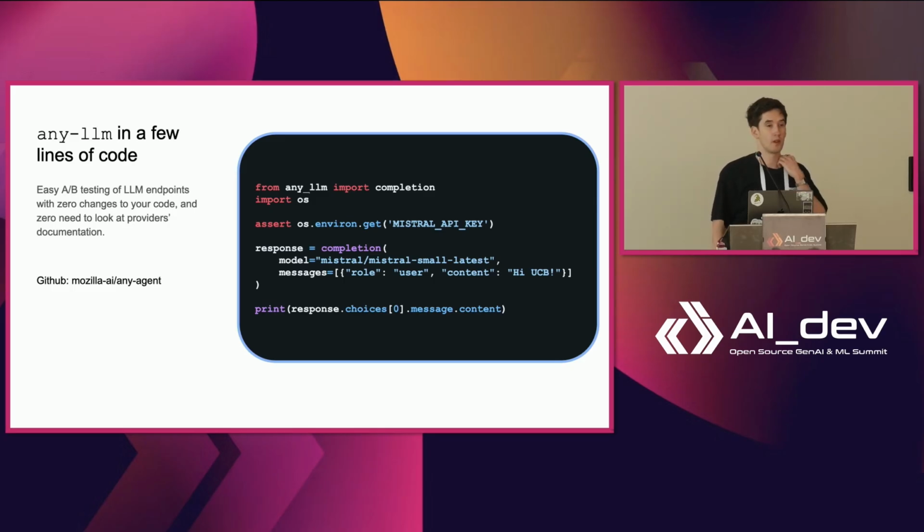Yep, go ahead. You mentioned for any LLM that sometimes there is OpenAI API incompatibility. Could you maybe list some of these incompatibilities that any LLM is fixing essentially? Yeah, sure. So it really depends on the models that you're using. But let's see if I can find an example that I can bring up on the screen.